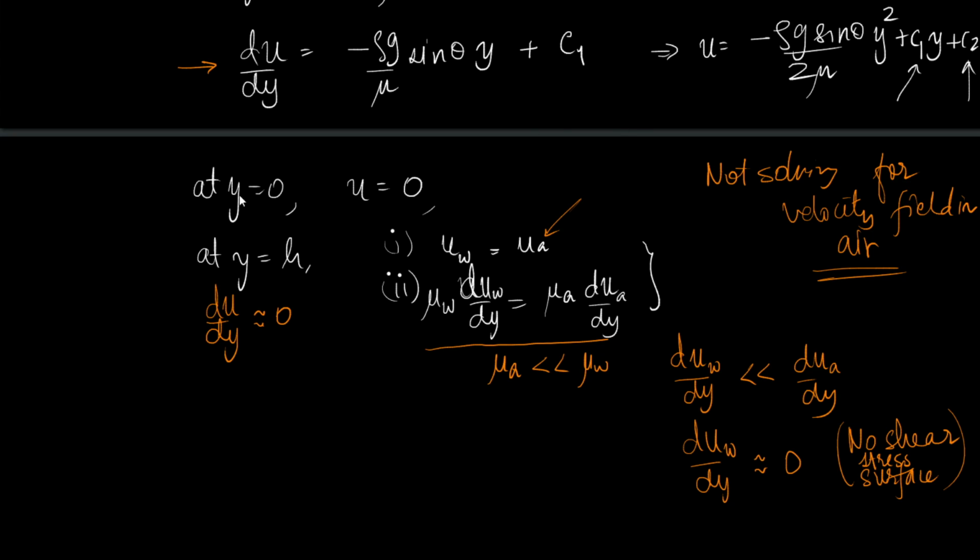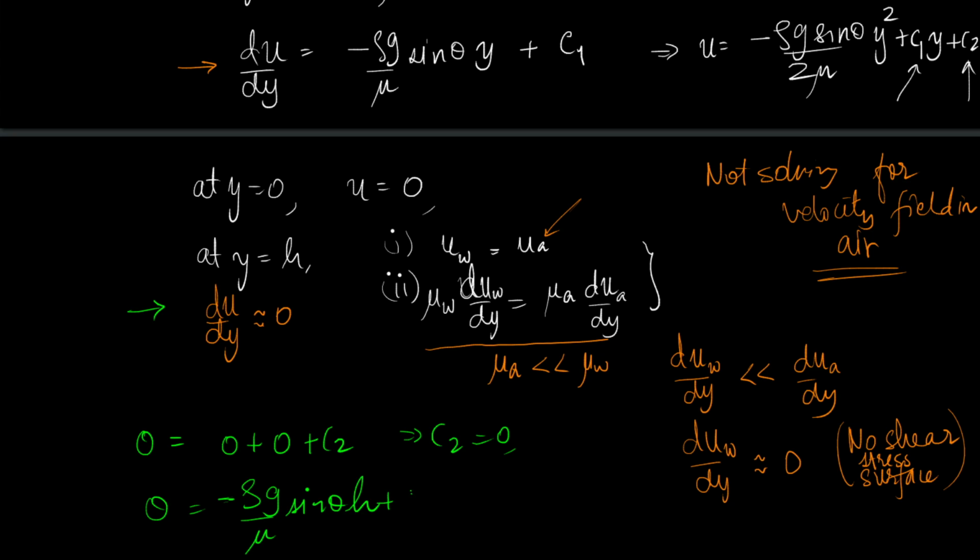So when y equal to 0, u equal to 0, that implies 0 is equal to 0 plus 0 plus c2, which implies c2 equal to 0. And this is at y equal to h. So 0 is equal to minus rho g upon mu sine theta times h plus c1, and this implies c1 is equal to rho g sine theta by mu times h.